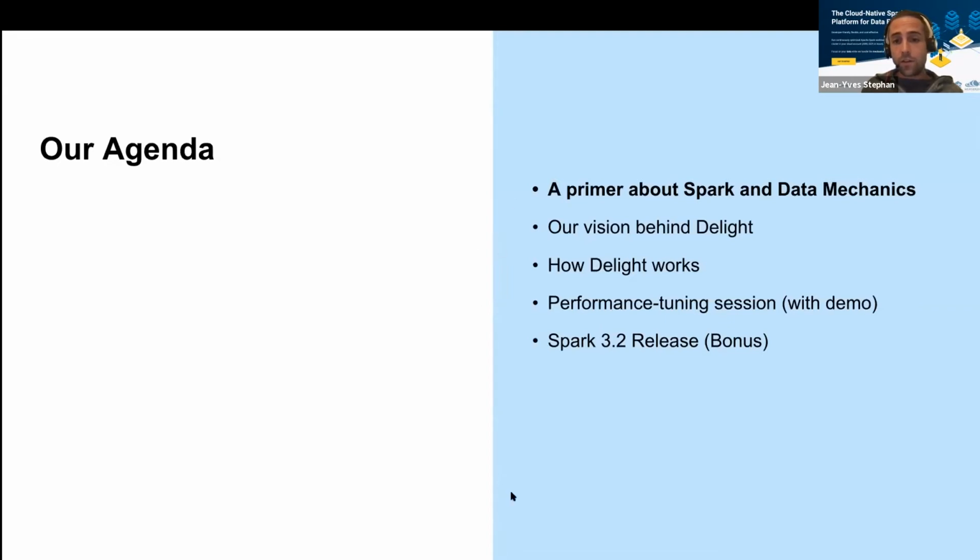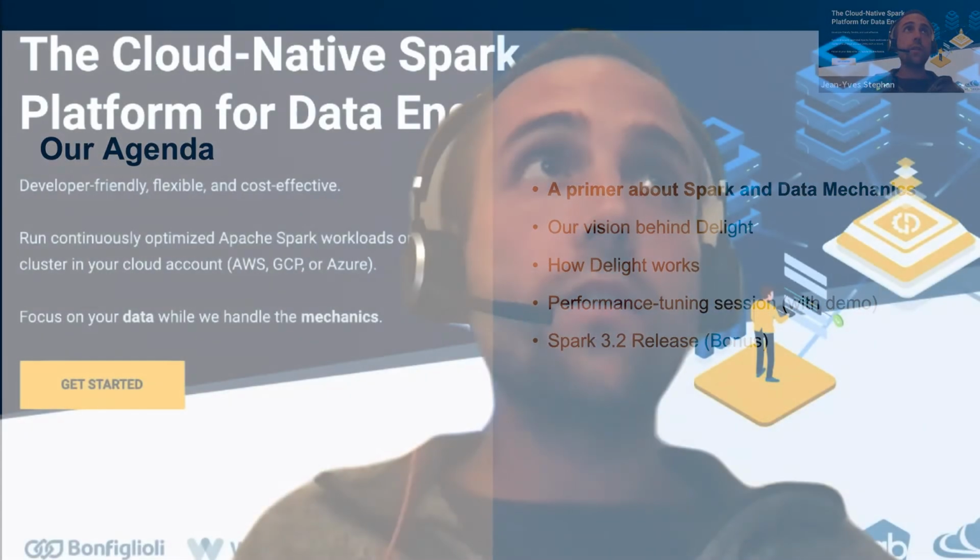So first, I'll just say a few words about Spark and Data Mechanics in general to set the stage, but then we're going to talk about Delight. What is the problem that we want to solve? What is the vision? How does it work in practice? And to really show you in practice, we're going to have a bit of a live demo where I'll be showing you some of the Delight screens and some real customer pipelines and some insights that we can get from Delight to increase the performance of these Spark pipelines.